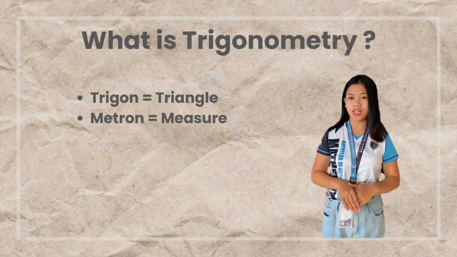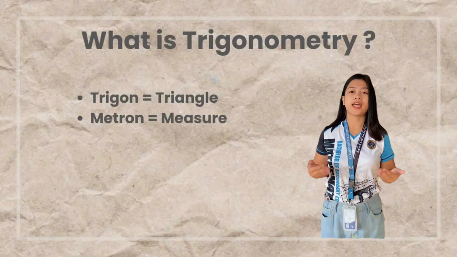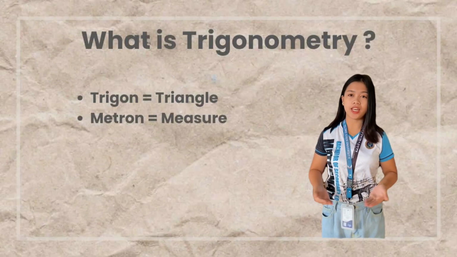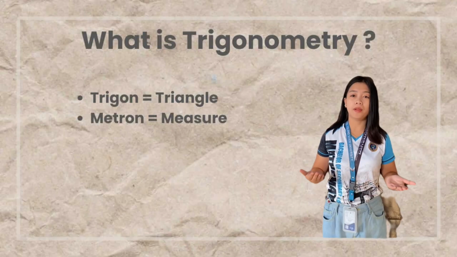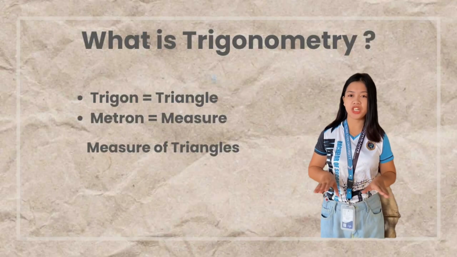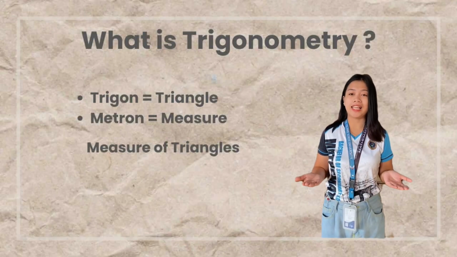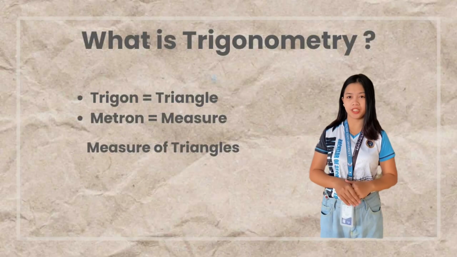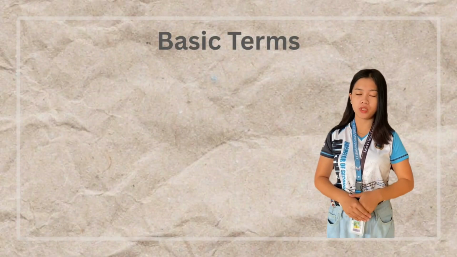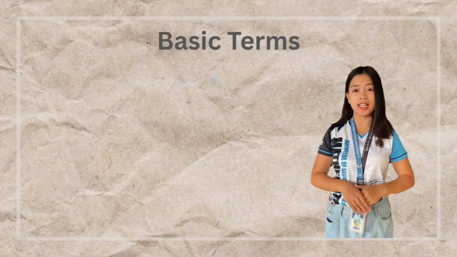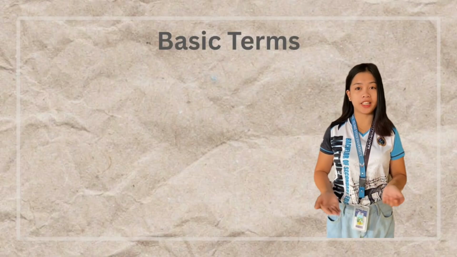Let's break down the name. Trigonometry comes from the Greek words trigon and metron. Trigon means triangle, while metron means measure. So, trigonometry literally means measure triangles. But before we solve the triangles, we need to understand its language. So, here are the key terms.